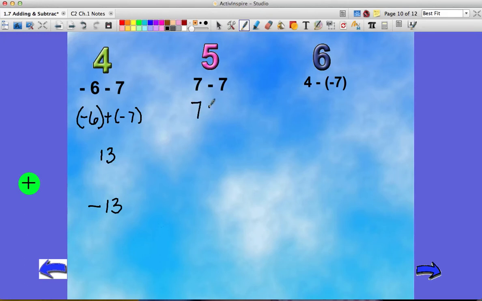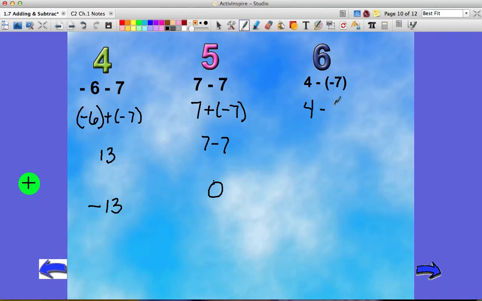Okay, this would turn to 7 plus a negative 7. Now here's the thing, because 7 and 7 are equal, I know I do subtract, and my answer is going to be 0. So whenever you see that your absolute values are the same, you know your answer is going to be 0. Because this negative 7 is the additive inverse of a positive 7.